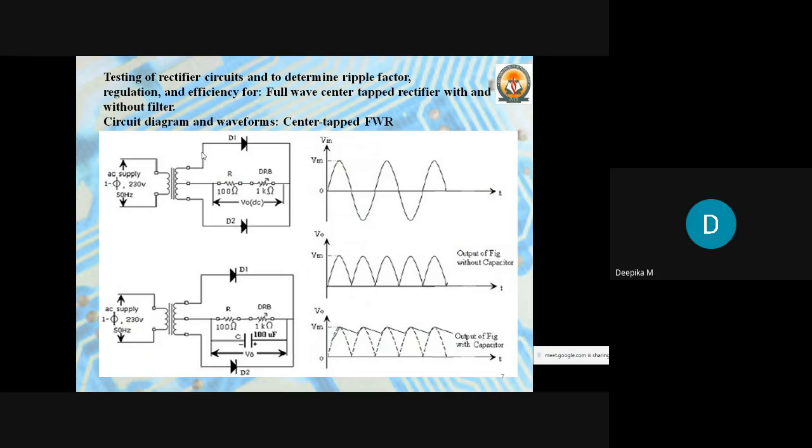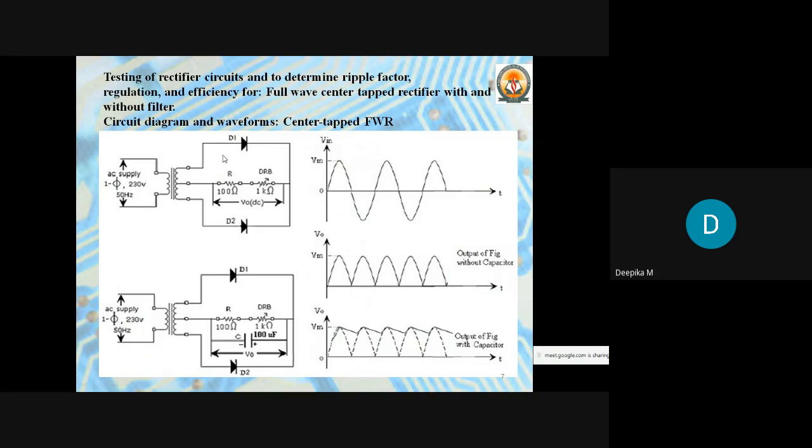One end of the transformer is connected to the anode of diode D1, and the cathode of D1 is connected to the cathode of diode D2. From the anode of diode D2 we connect to the other terminal of the transformer, and from the center tap we connect to the 100 ohm resistor. In series with that we connect the DRB terminal, and from the other DRB terminal we connect to the cathode junction of the two diodes. Like this the connections are made.